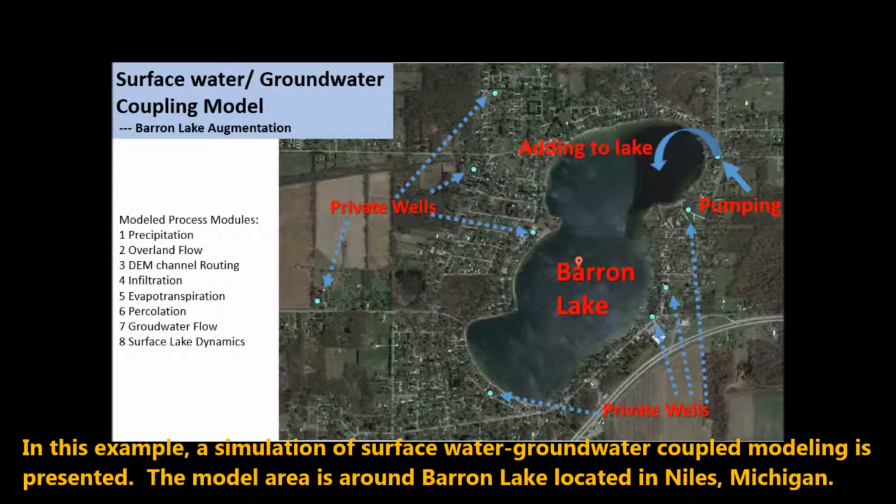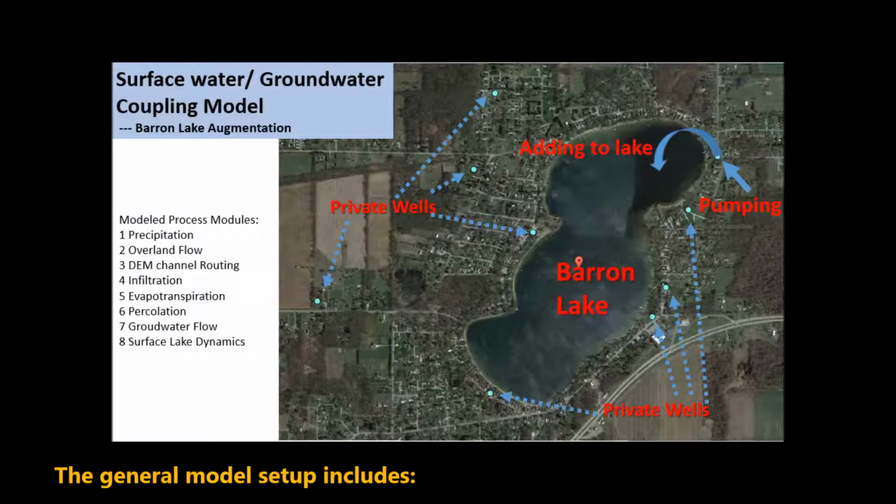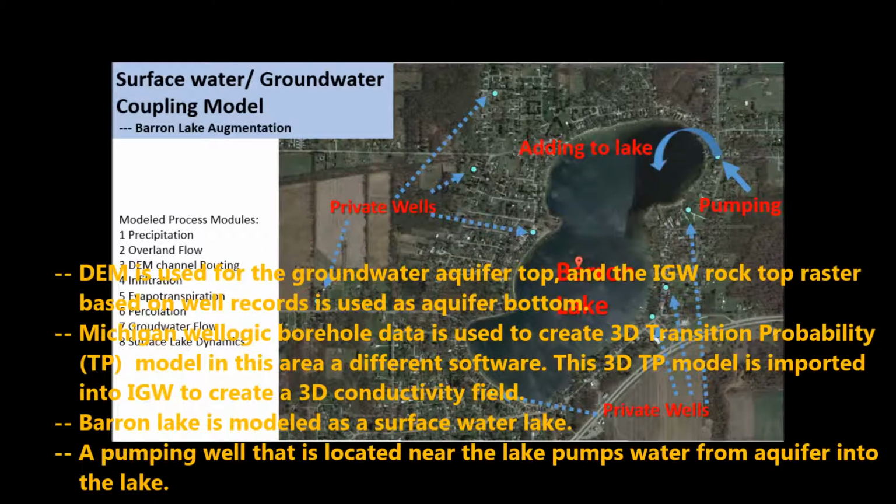In this example, a simulation of surface water-groundwater coupled modeling is presented. The model area is around Barron Lake located in Niles, Michigan. The general model setup includes DEM used for the groundwater aquifer top, and the IGW rock top raster based on well records used as the aquifer bottom.